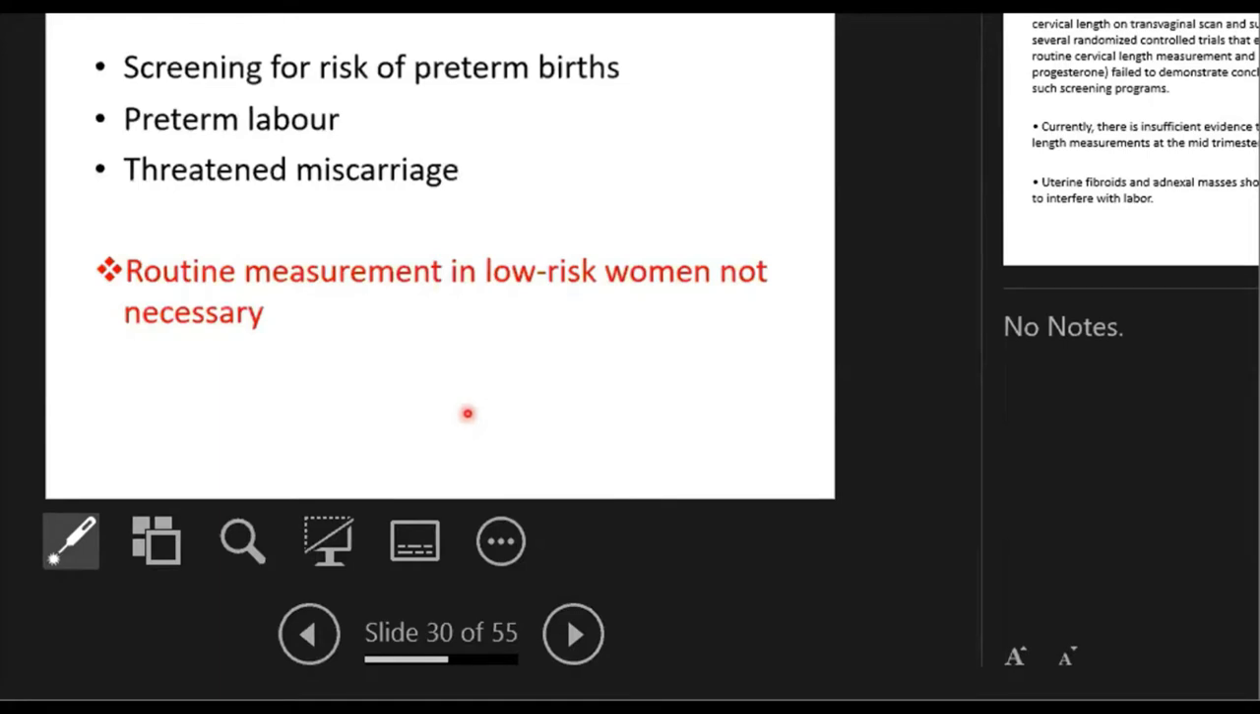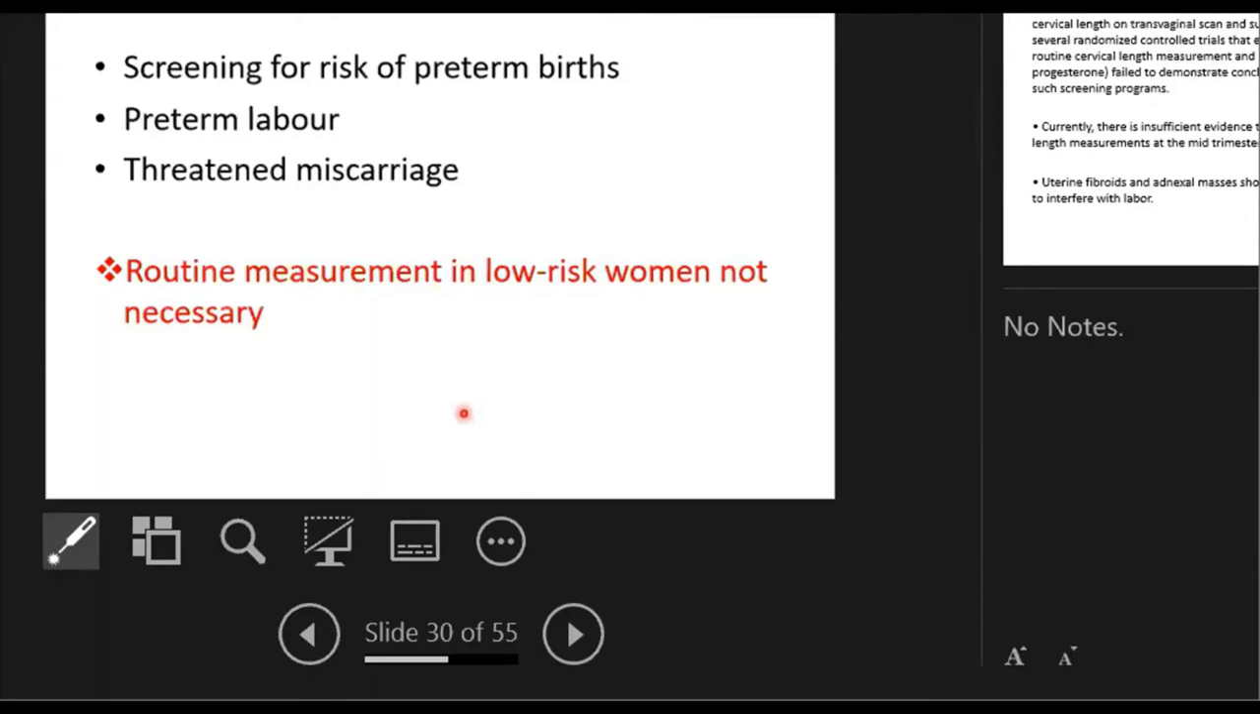Okay, so cervical length assessment is done in the antenatal period to screen for preterm birth. So we use it to pick the patients who have a high risk of delivering severely preterm babies. It should not be done routinely for low risk women. It's not necessary to scan every pregnant mother for preterm birth. We only do it for high risk women.